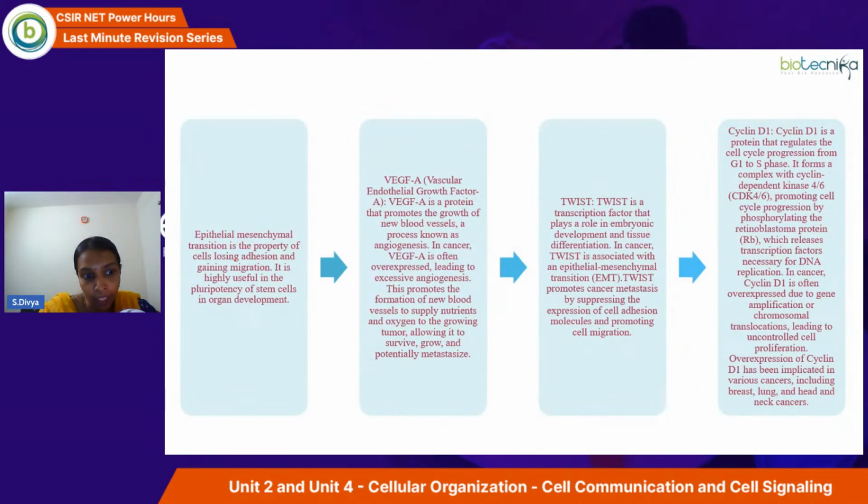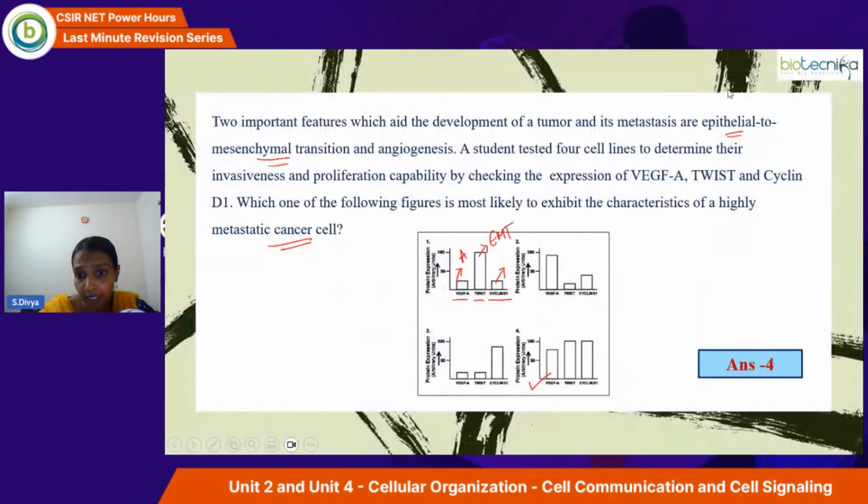So these are the explanations over here. EMT is the property of cells losing adhesion and gaining migration, highly useful in pluripotency of stem cells. VEGF is for angiogenesis. Twist is for carrying out EMT, and cyclin D1 is always expressed. So that's the reason the correct answer is graph 4.